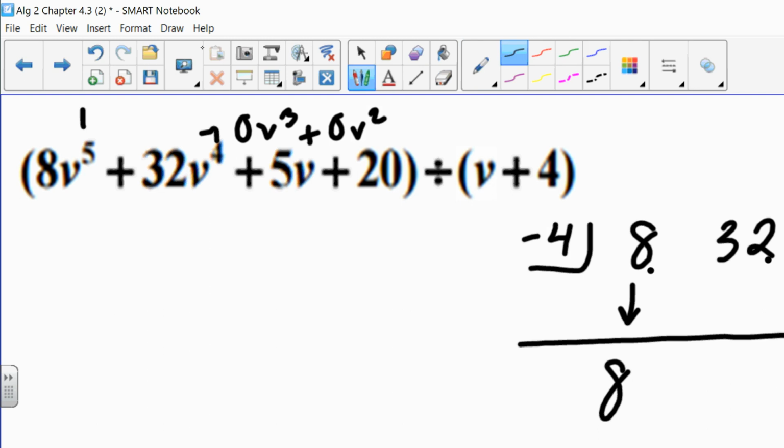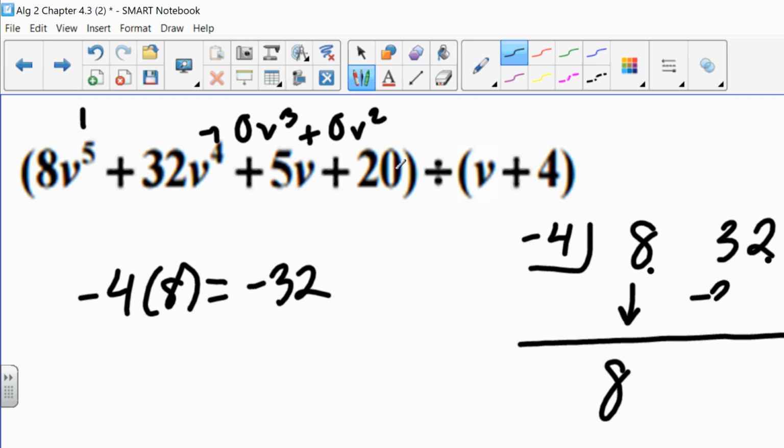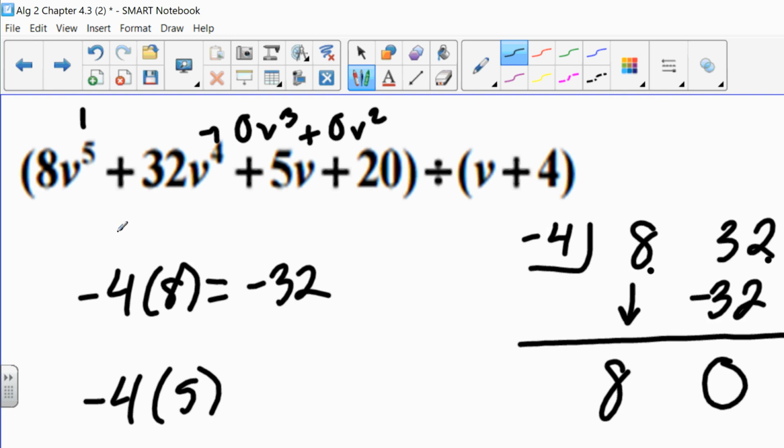Yep, -4 times 8. And then we would add and get 0. -4 times 0 is 0 plus 0 is 0, -4 times 0 is 0 plus 0 is 0, -4 times 0 is 0, 5 plus 0 is, then we would do -20, and -20 plus 20 is 0.